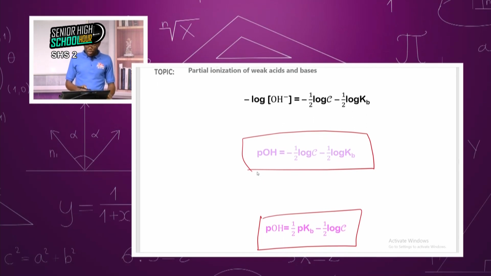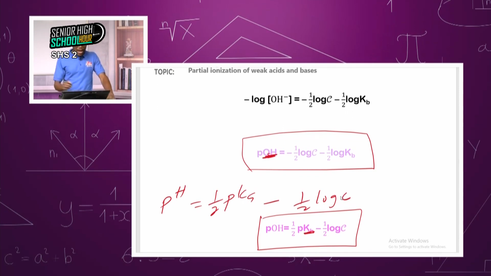So for example, if I want to quote the pH equation for weak acid, all I need to do is to replace the pOH, or remove the OH from there. Remove this OH and bring H there. Equal to, it is half pKa, remove the B from there, minus half log C, negative. The C there is the initial concentration. And then we have half pKb. Remove the B from there and have pKa minus half log C. So the only thing you are changing, let OH go to H and then let Kb go to Ka. The equation remains the same.